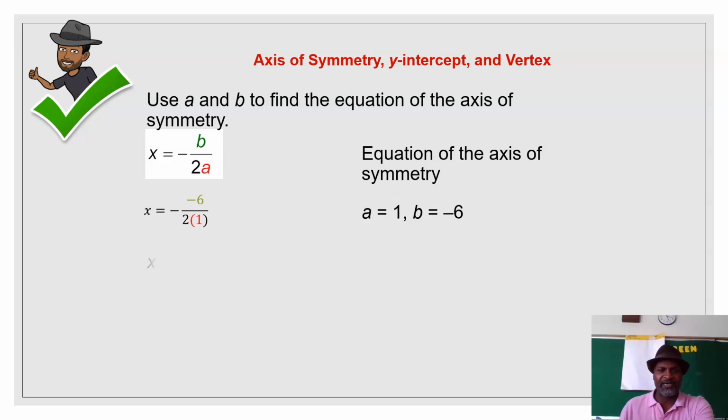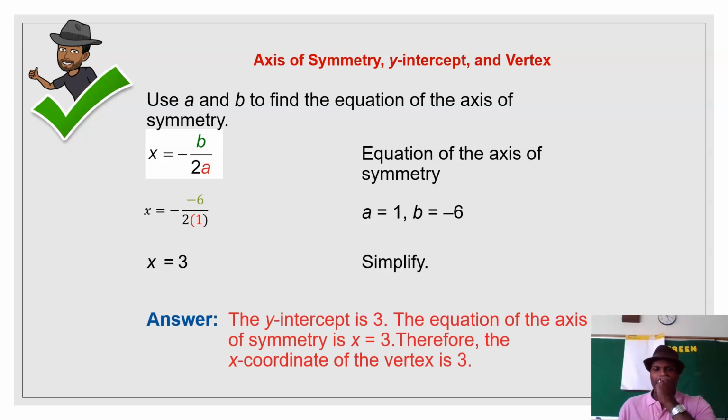If you simplify that, you get x equals 3, because negative 6 over 2 is 3. 6 divided by 2 is 3. And since you got those two negatives, they cancel out. That's why you end up with a positive 3. So the axis of symmetry is x equals 3. The y-intercept is 3. The equation of the axis of symmetry is x equals 3. Therefore, the x-coordinate of the vertex is 3.